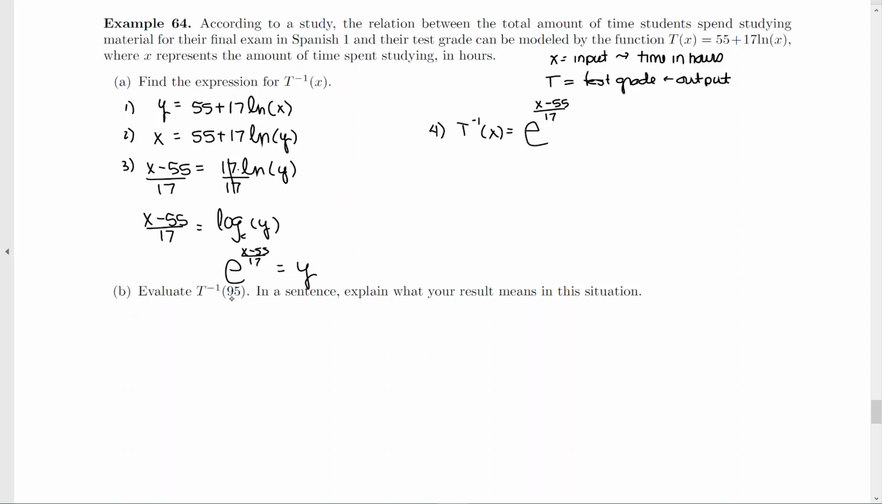Evaluate T inverse of 95. So for part B, we're going to substitute in the number 95 for x and do e to the 95 minus 55 over 17 power. Well, I can do a little bit of this in my head. 95 minus 55 is 40 over 17. Now I'm going to use my calculator to help me get an approximation here.